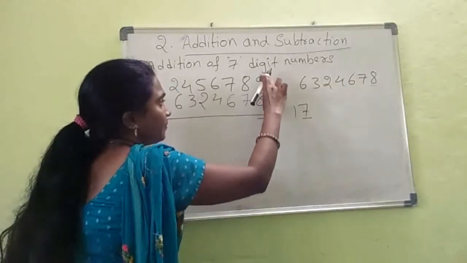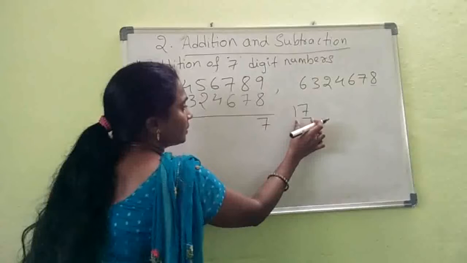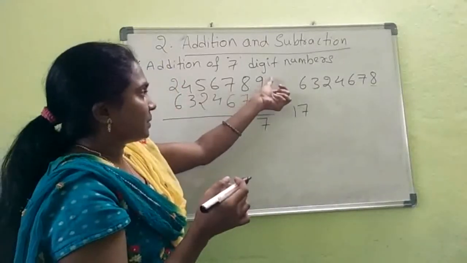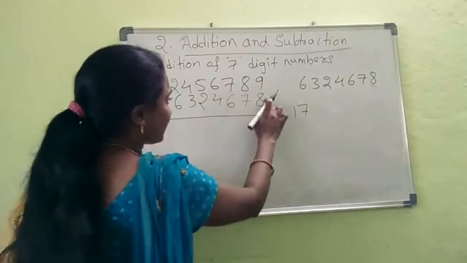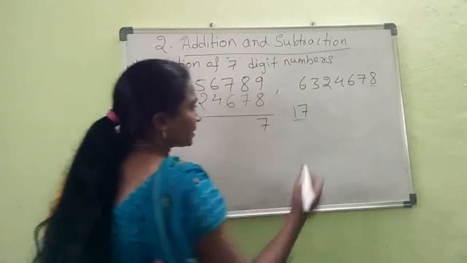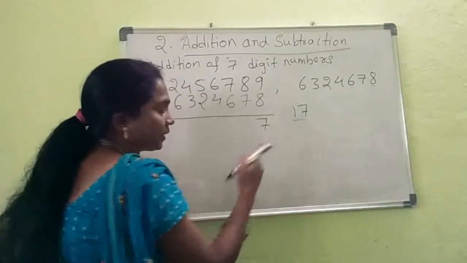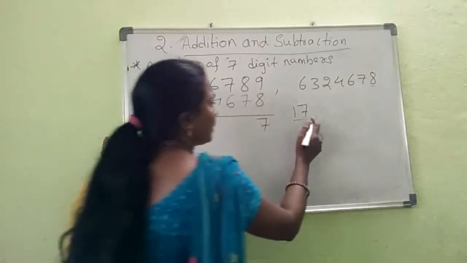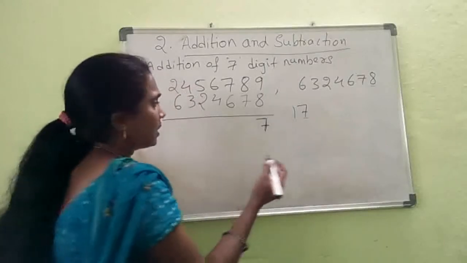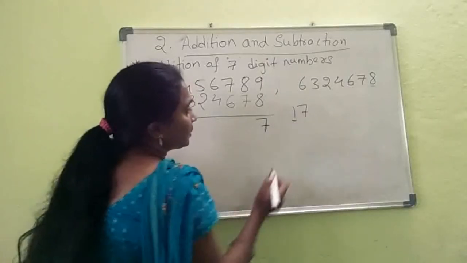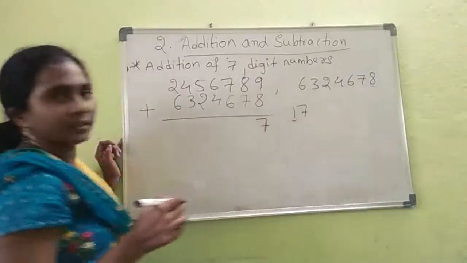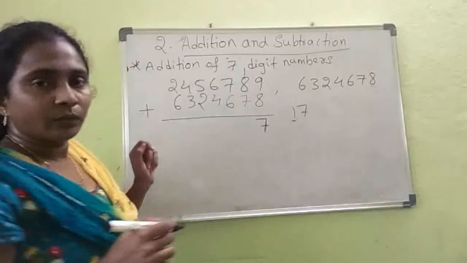I just added the first ones place two digits. One number's ones place digit is 9, and another number's ones place digit is 8. I added these two numbers and I got the result, that is 17. But here we have to write only one digit. So I take the ones place digit, that is 7. Clear? No doubt? Next, what is the tens place digit here? 1, right? This 1 should be written as a carry forward, right? This 1 as a carry forward.